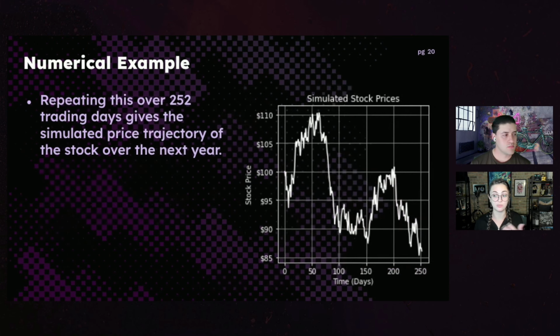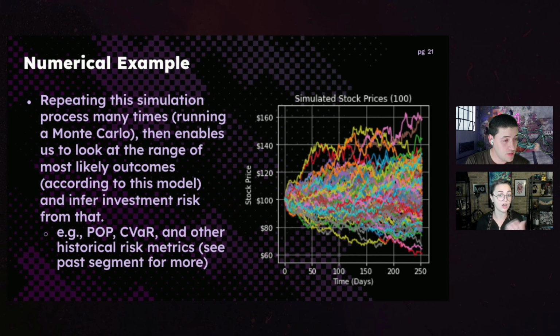So for example, this is 1 year, so we're looking at 252 trading days. We're repeating this process 252 times. And this is one possible price trajectory according to this model. And thus we've completed our first simulation. Let's suppose that we repeat this process 100 times or 1,000 times or however many times. This is how you do a Monte Carlo.